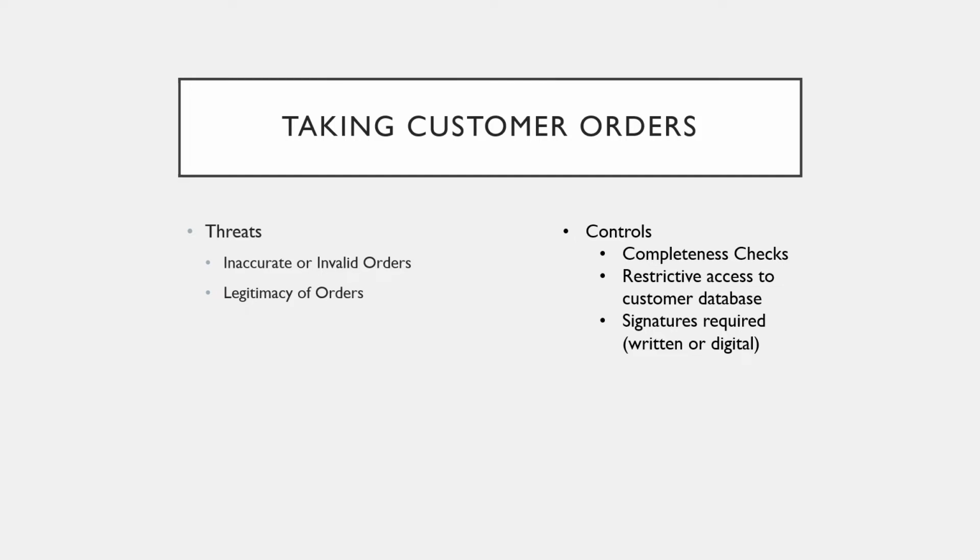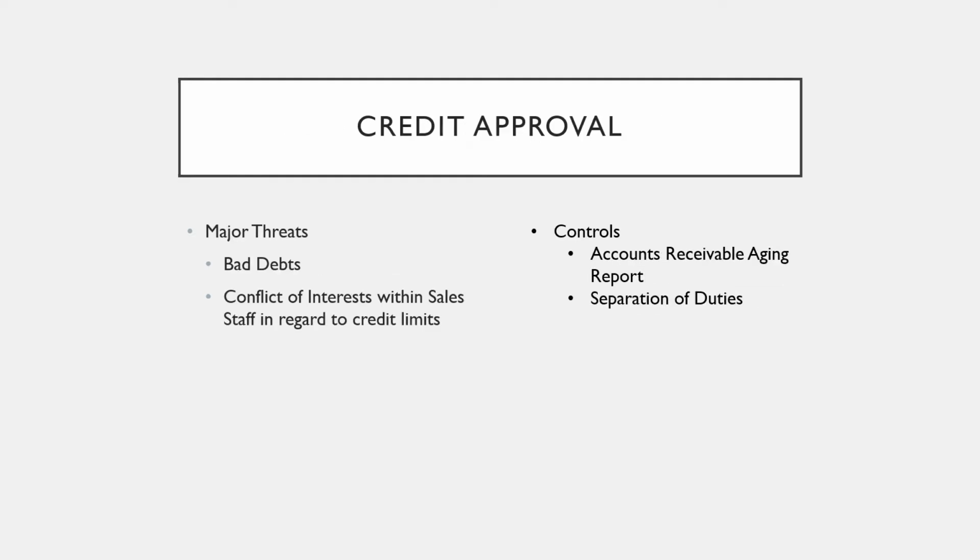As far as legitimacy of orders go, a great control that many companies use is requiring signatures, whether online, where they require a digital signature, or in person, where they require a written signature. What this does is allow the company to verify orders right then and there at the point of sale, so you won't get that loss of revenue, by lowering the risk of sending out those products.